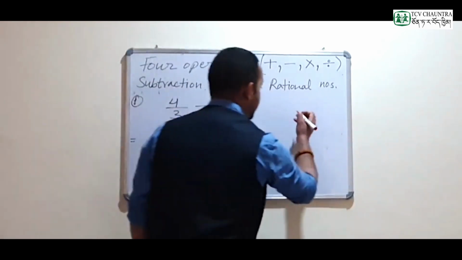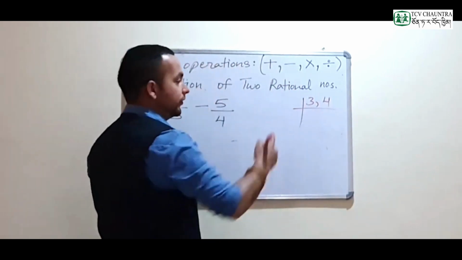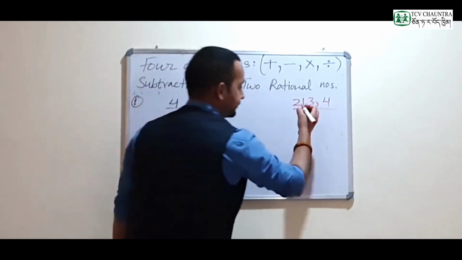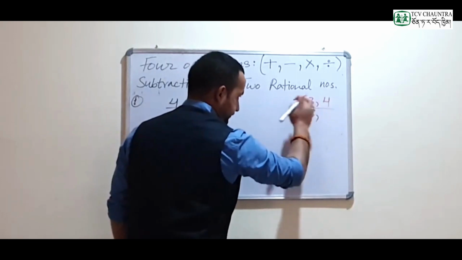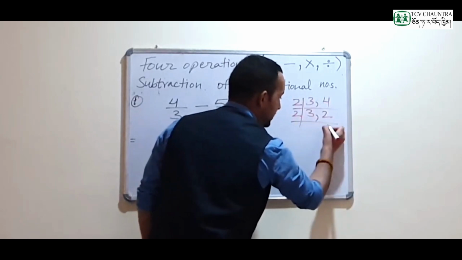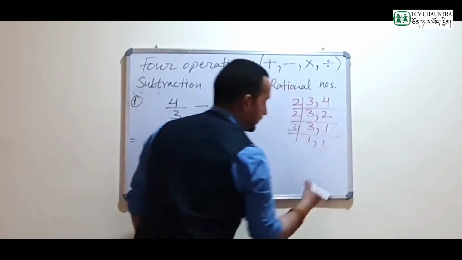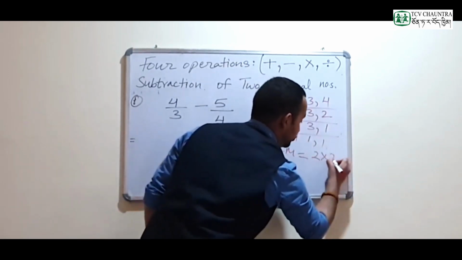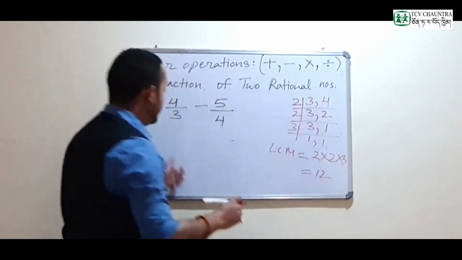Now we are going to make the denominator the same. So we are going to take the LCM of 3 and 4. So first of all, we will take a prime number 2. 2 2s are 4. Again 2 1s are 2, 3 as it is, and then 3 1s are 3. So LCM is 2 multiply 3, that is 2 2s are 4, 4 3s are 12. So now your LCM is 12.